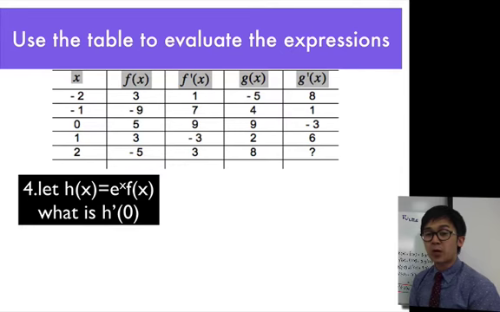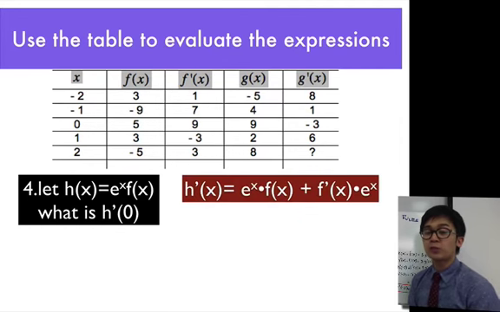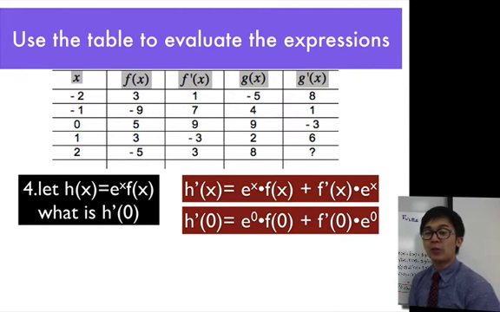So by using the product rule, h prime of x will give us e to the x times f of x plus f prime of x times e to the x. Notice that our e to the x did not change because the derivative of e to the x is simply e to the x. And by using our table, we can now replace our x value by 0. So by replacing x by 0, we'll have e raised to 0 times f of 0 plus f prime of 0 times e to the 0.